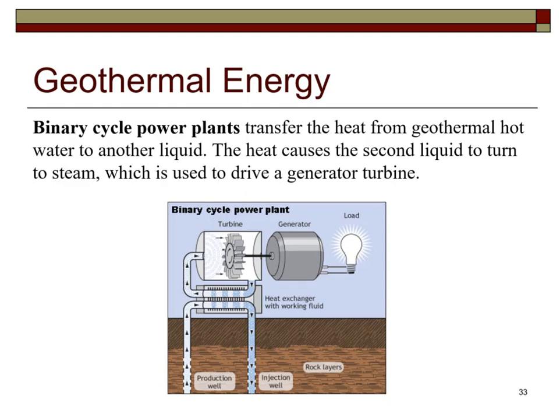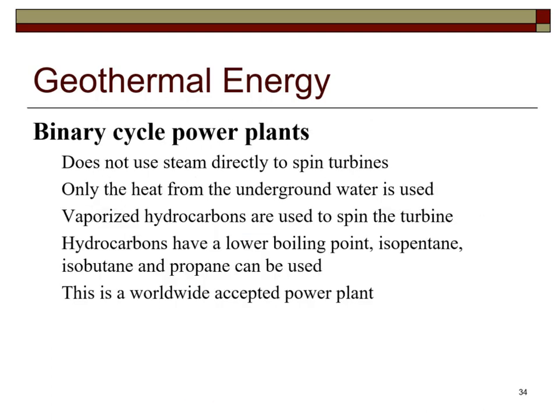The last is a binary cycle power plant, which transfers the heat from geothermal hot water to another liquid. The heat causes the second liquid to turn to steam, which is used to drive a generator turbine. It does not use steam directly to spin turbines. Only the heat from the underground water is used. Vaporized hydrocarbons are used to spin the turbine.